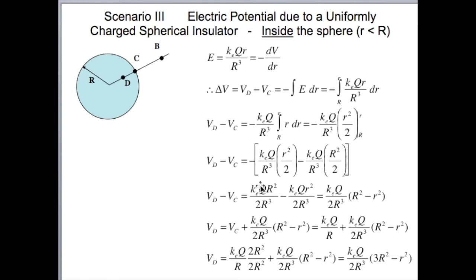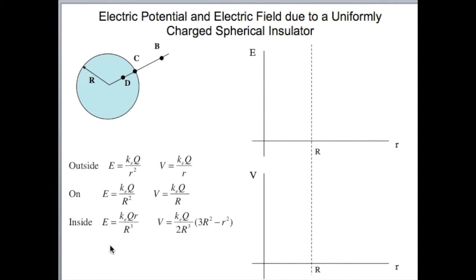And then doing some algebra along the way, all these little steps, we find out that Vd is equal to kq over 2r cubed times 3r squared minus little r squared. And that's kind of a nasty formula. It's not very clean. We like to have something clean for something like a sphere, but that's the formula we end up with. And so this is what it looks like. We're going to take this to the board now so we can see what these graphs look like.